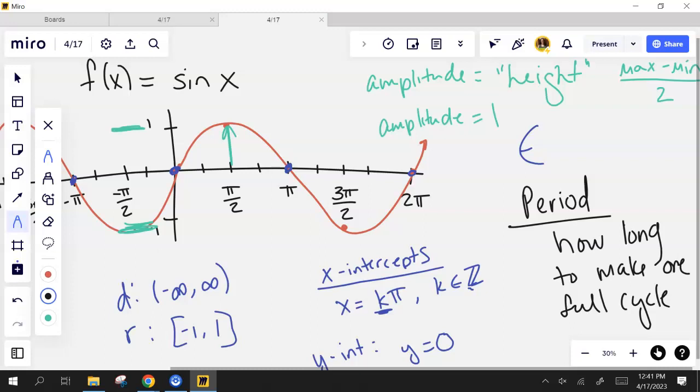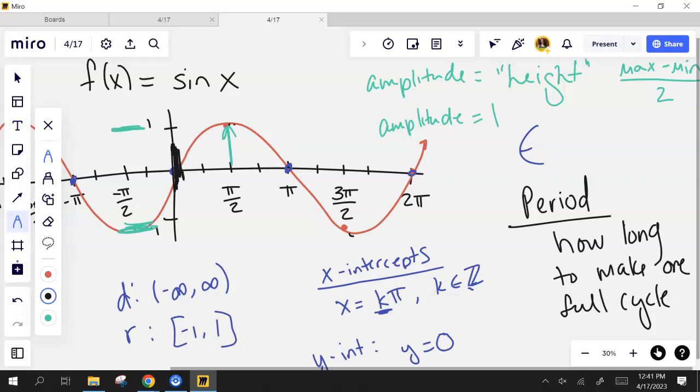And think about it on the unit circle. If I start at 0, how long does it take me to get back to 0 while the graph is going up? 2 pi. And then the pattern starts repeating again, right?